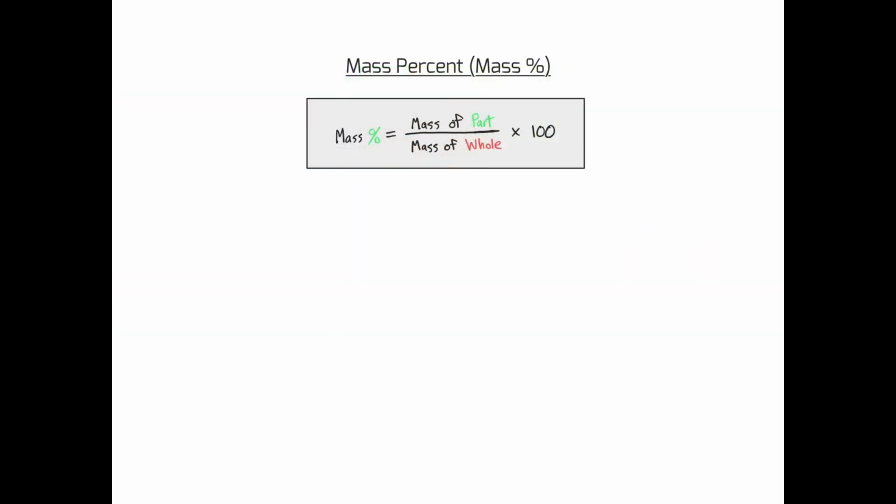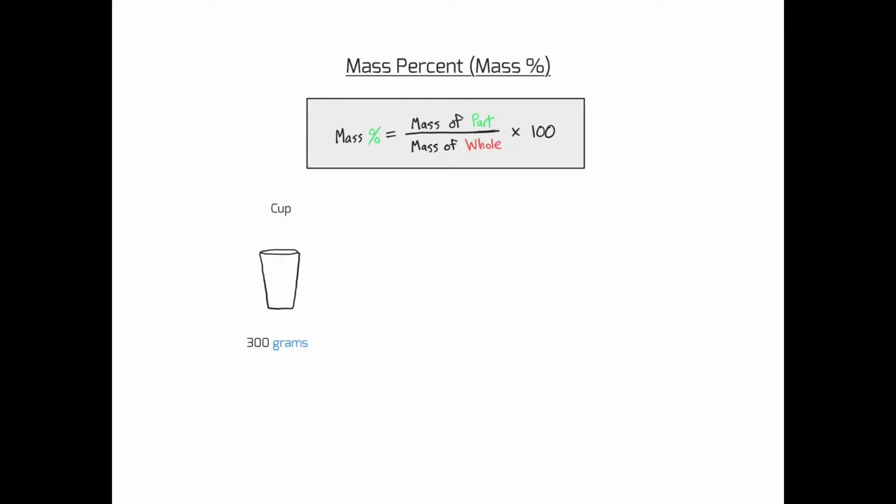You'll see the formula for mass percent written several different ways, but for me this is the easiest way to see. So mass percent is the mass of part of a substance divided by the mass of the whole substance times 100. Let's start by looking at a non-chemistry example to get a better idea of what this means.